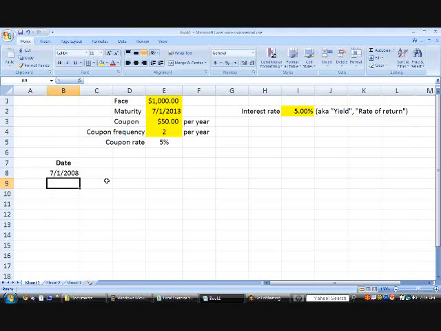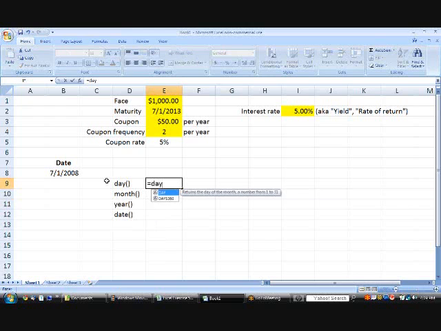To list out all these dates, I'll show you a little trick using a series of Excel functions, which are the day function, the month function, the year function, and the date function. So the day function, the way it works is you give it a date as an input, and then it'll spit out, in this case, the number 1, because July 1st is the 1st of the month. If it were July 2nd, it would spit out a 2, July 3rd, a 3, etc.